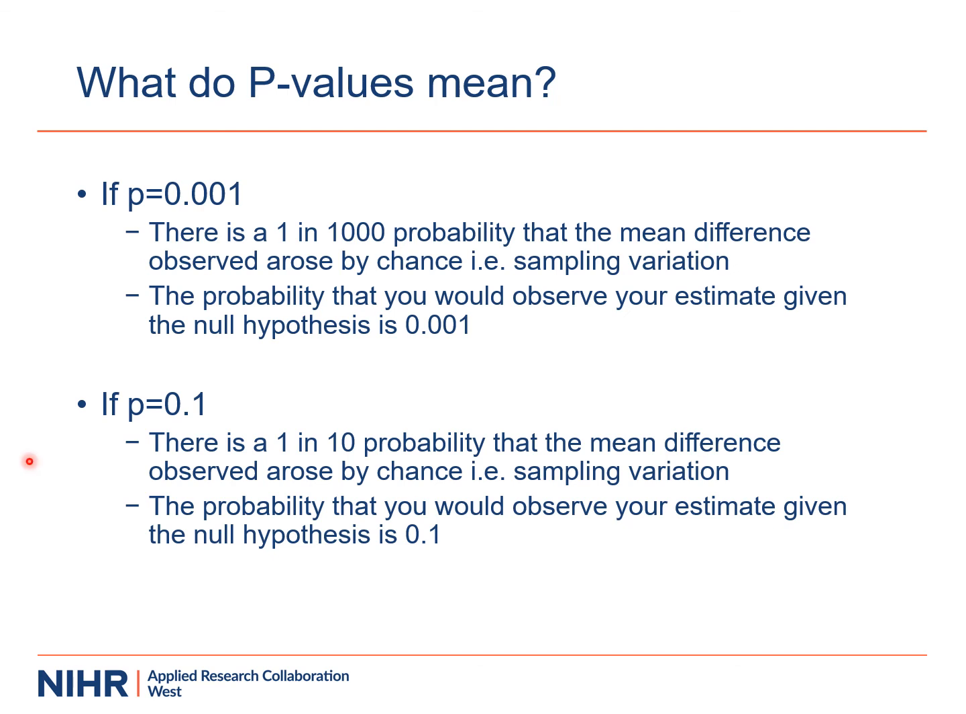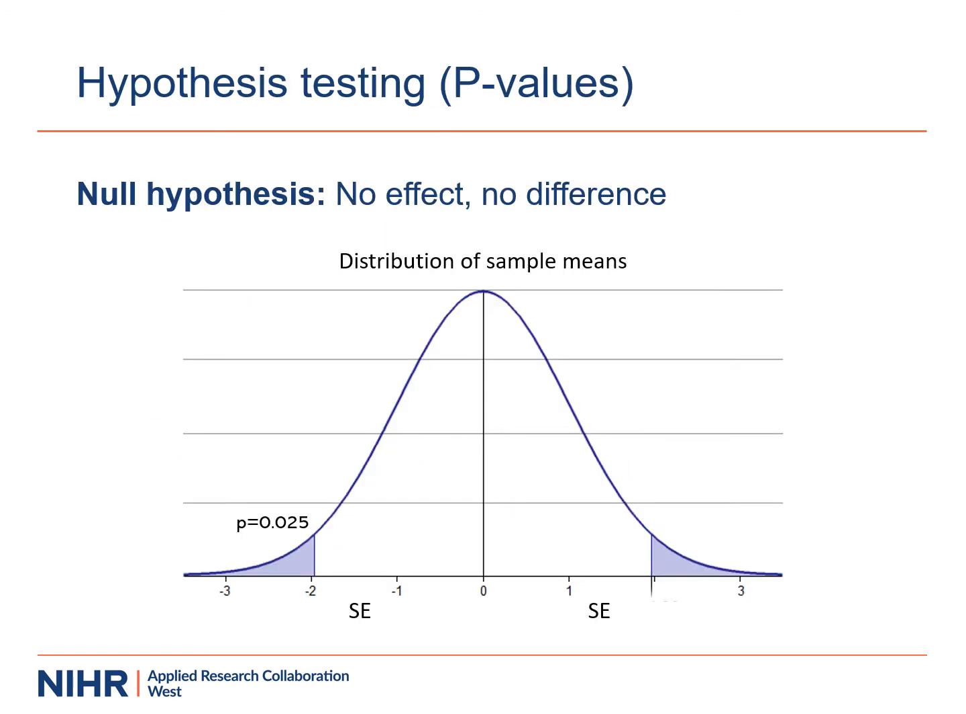Or in another example, if your p-value is 0.1, then it means that there is a 1 in 10 probability that the mean difference observed arose by chance or sampling variation, or that the probability that you would observe your estimate given the null hypothesis is 0.1. Okay, so the p-value says something about the likelihood of finding a difference if in fact the null hypothesis is true. And the null hypothesis always says that there is no effect.